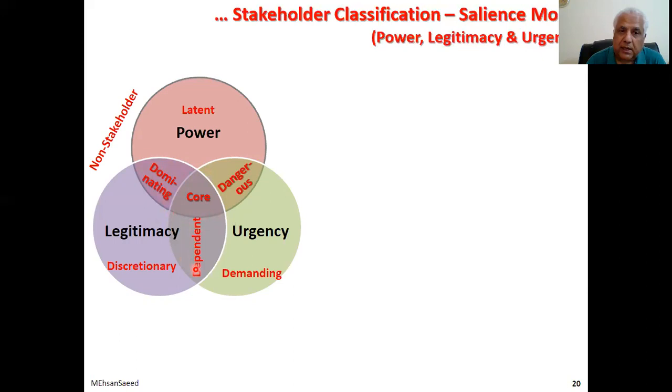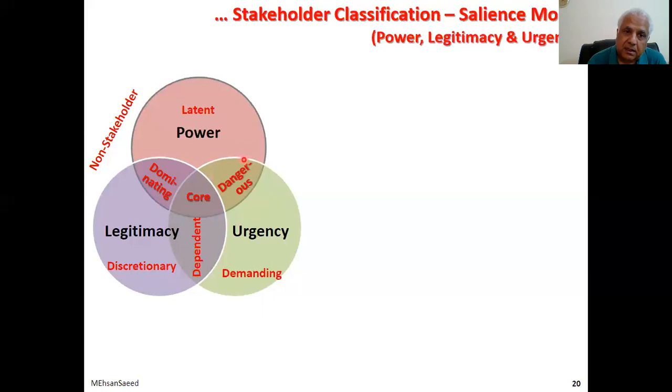Because I say again, they can easily enter into the core area. These are the dangerous stakeholders. You have to keep them satisfied. These could be your creditors. These could be CDA. Making an analogy with the previous example, these people would be those people who can shut your financial tap, who can stop your work, who can serve you notices. So they fall into this category.